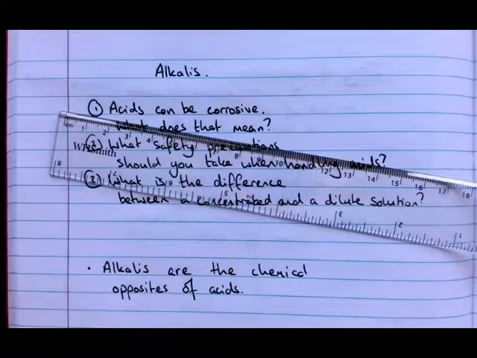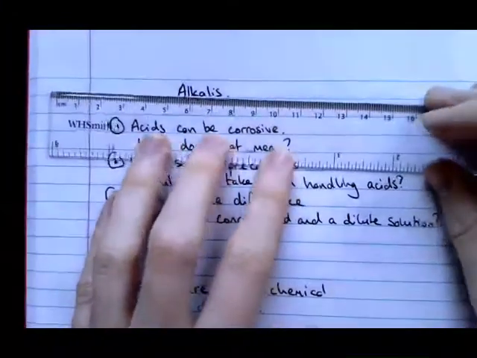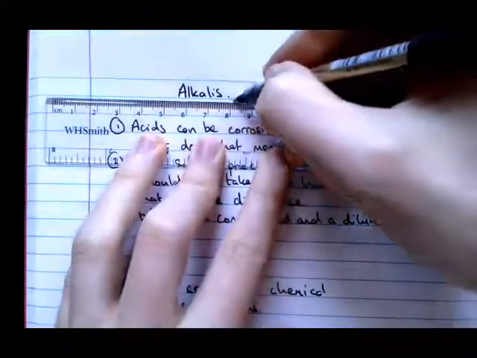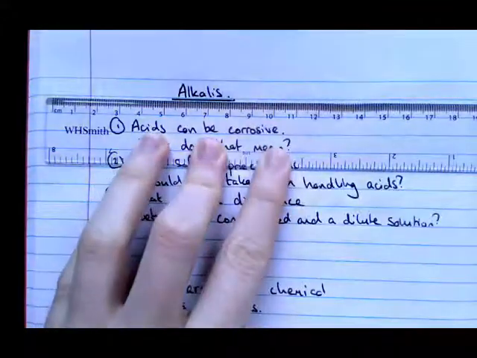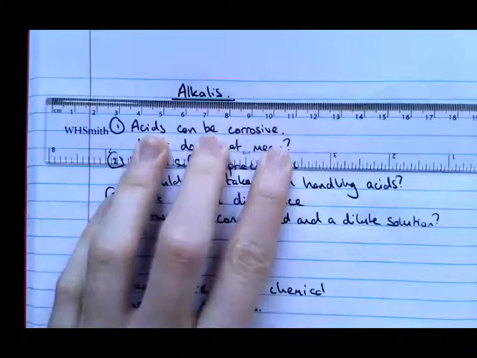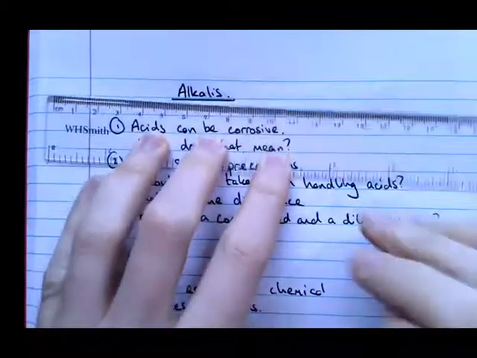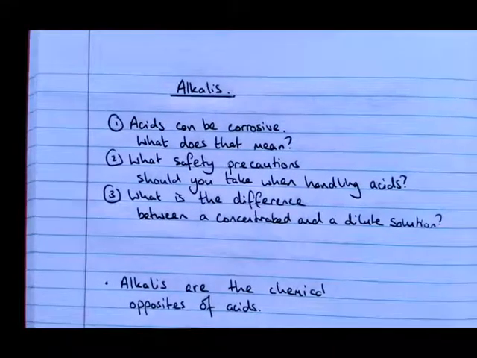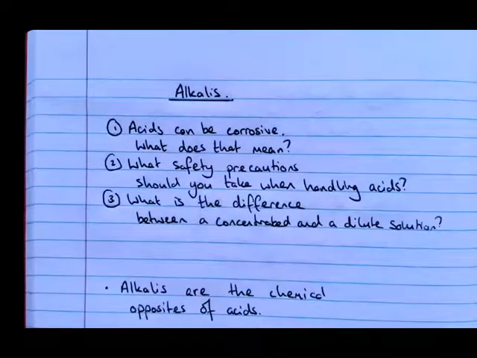Okay, year 8. So, moving on from last lesson where we started talking about acids, today we're going to be talking about alkalis. So, new page in your book, give yourself the title Alkalis, and then what I want you to do is just look at these 3 questions that I've got which recap the work from last lesson.